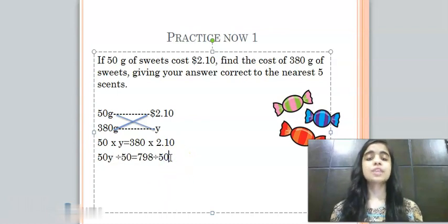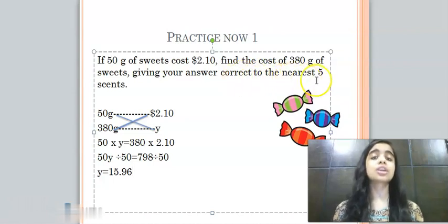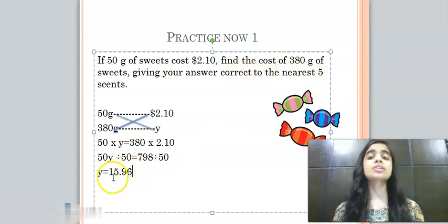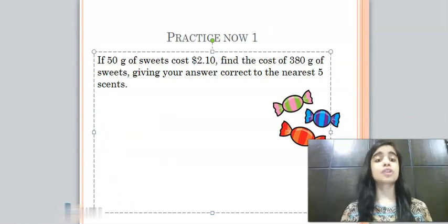So now 50Y divided by 50 is Y, because 50 and 50 cancel out, and 798 divided by 50 is 15.96. So we get 15.96 as the cost for 380 grams of sweets. Now the thing to notice is it says correct to the nearest 5 cents. This answer is not correct to the nearest 5 cents. So let's write this answer correct to the nearest 5 cents. The final answer will be $15.95.